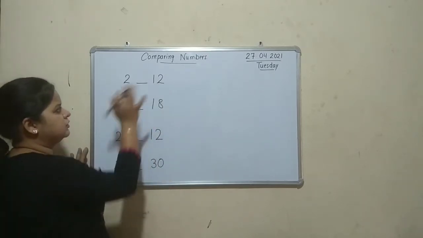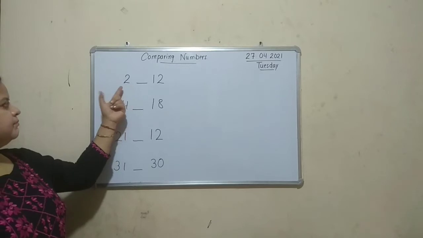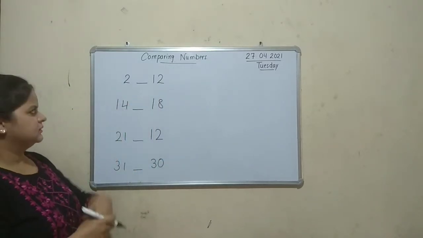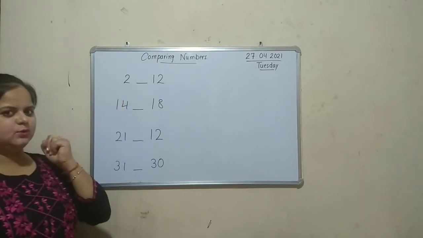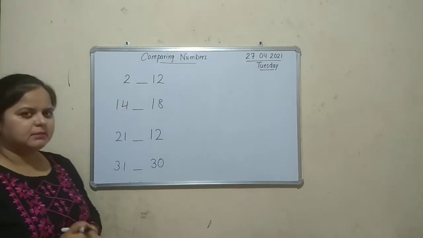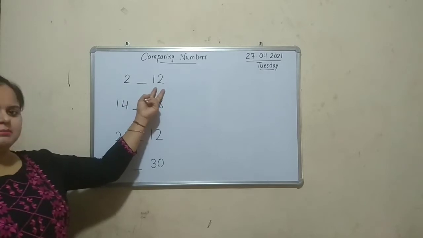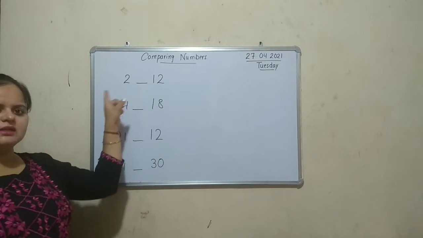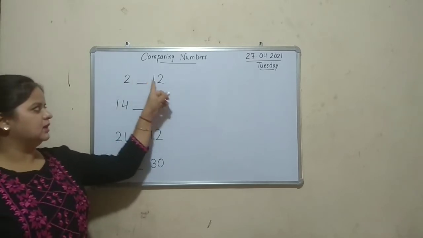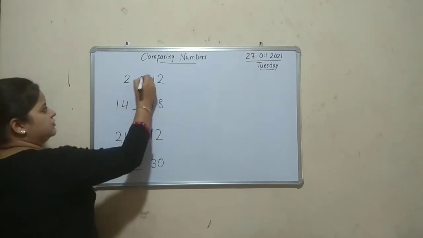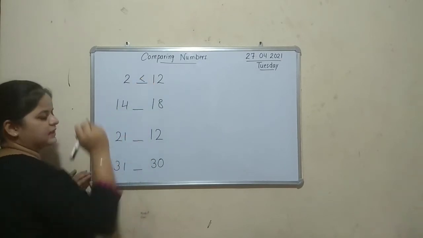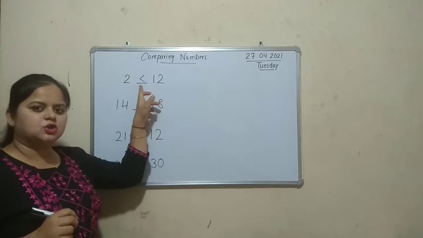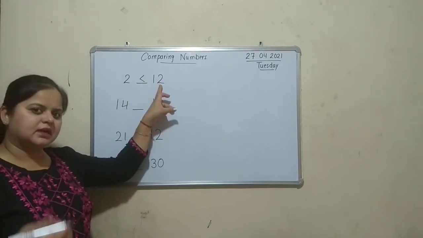First of all, the first sum here is the numbers 2 and 12. So which is greater? Number 2? No. Remember, what did ma'am tell? Two digit number is always greater than one digit number. So one digit number is smaller, 2 is smaller and 12 is greater. So we will put the sign of comparison like this. Now the sign is showing that 12 is greater number.